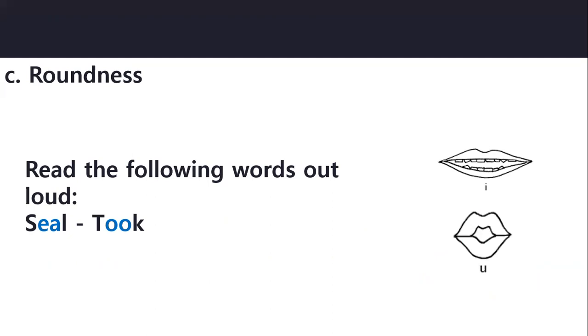And lastly, roundness. Consider the following words: seal, took, seal, took. In the first word, seal, the vowel sound E is pronounced with unrounded lips, while in the second word, the vowel sound U is pronounced with rounded lips, took. So, there are two possible roundness positions for vowel sounds, either unrounded, E, as shown in the picture, or rounded, U.